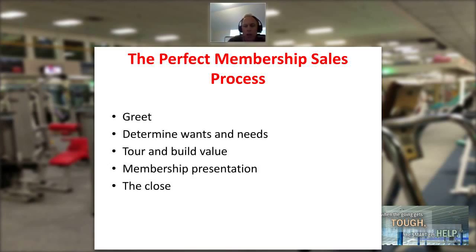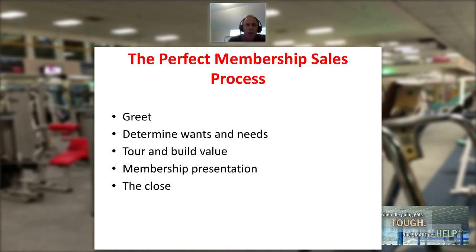What you're doing is you're asking questions and you're listening. You're asking questions like, why is this important to you? Why do you have interest now? What problem are you trying to solve? Okay, so you're determining what their wants and needs are.